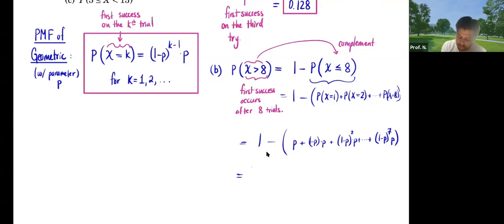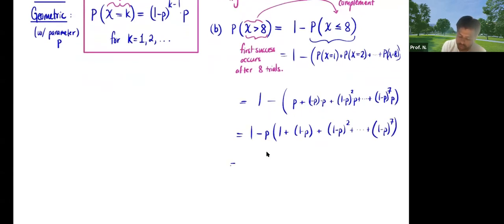And what do you recognize? There's a whole bunch of p's that you can factor out. So this is p times (1 plus (1 minus p) plus (1 minus p) squared plus dot dot dot all the way to (1 minus p) to the 7th). But we already know what p and 1 minus p are. This is 0.2 times (1 plus 0.8 plus 0.8 squared plus dot dot dot plus 0.8 to the 7th). And yes, I just want to make that clear. This is the CDF.